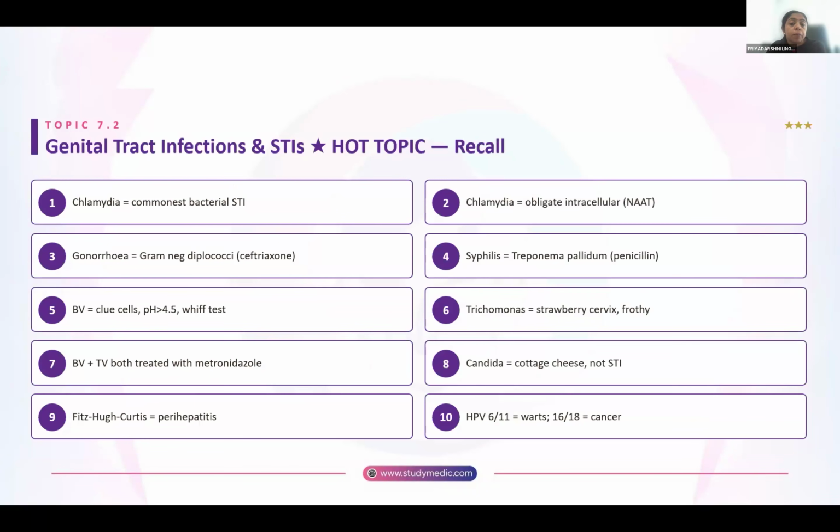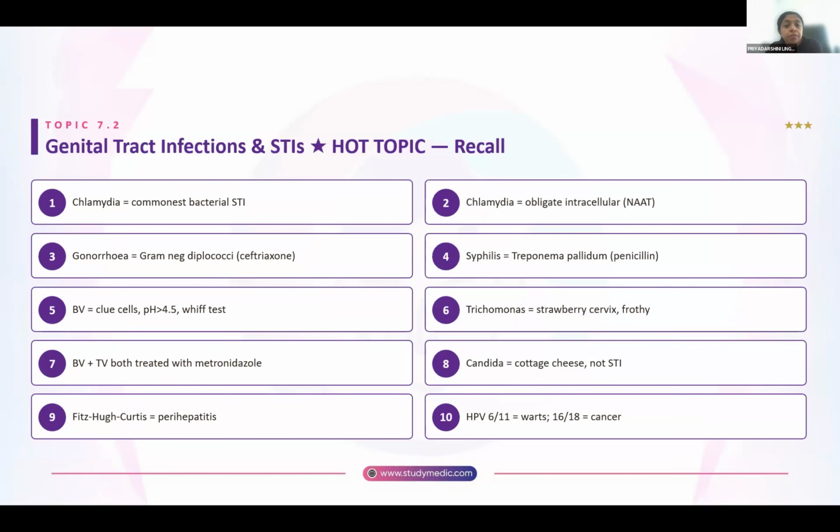So what are the key topics that we saw here? The most common bacterial STI is chlamydia. It is an obligate intracellular organism. And how are you going to diagnose? It is with the NAT test. Gonorrhea is a gram-negative diplococci. The drug of choice is going to be ceftriaxone.